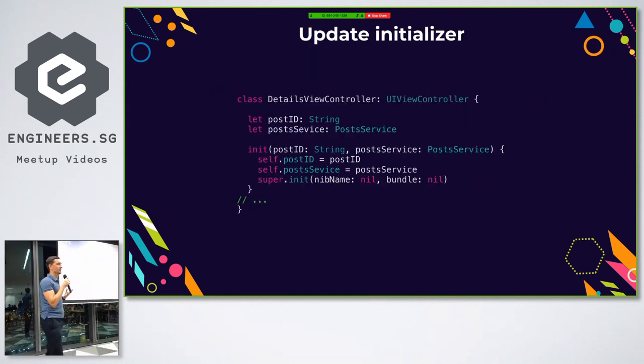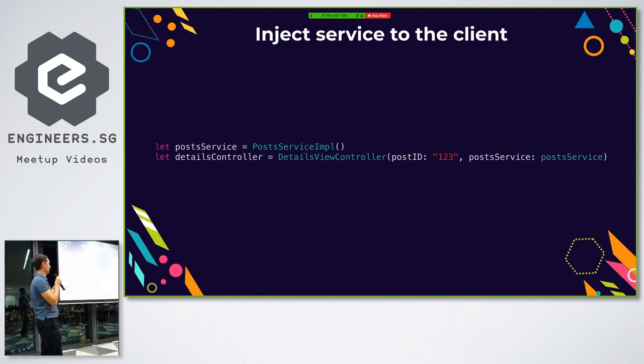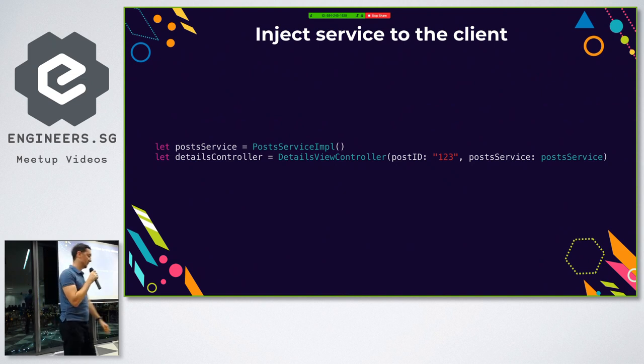Third, we need to update the initializer. We can also inject the service by setter, but this way we can have a non-optional type of the service, so we'll always know it's there, it's not gone, and there's less to check. So we'll initialize our view controller with the post service, which is no longer a concrete type, it's no longer some data task, and the view controller doesn't really know where the data is coming from. Next, we need to inject the service to the client: instantiate the post service and pass the concrete implementation by protocol.